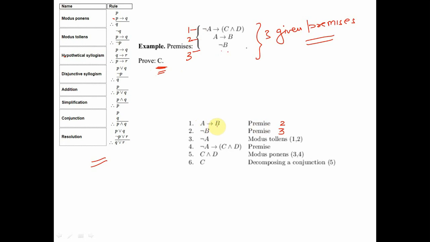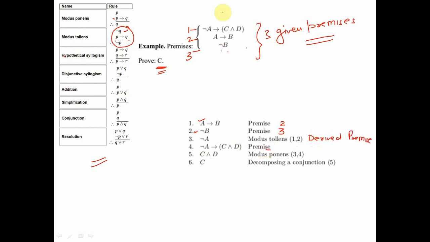Now A implies B and negation of B. You can see over here modus tollens. P implies Q, similar to A implies B, and negation of Q similar to negation of B. So the conclusion is negation of P. So I have negation of A. Now this becomes your derived premise.